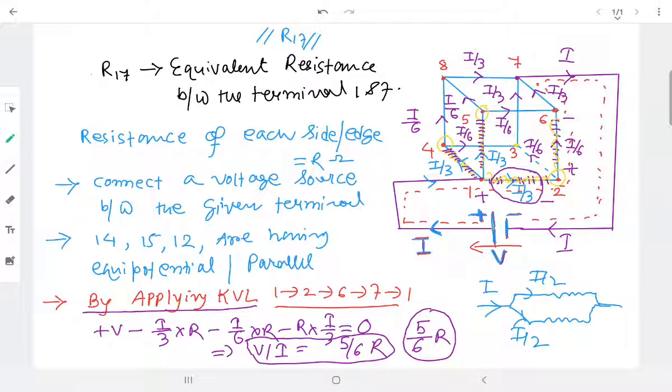We will see in our next video what is the equivalent resistance between R12. From this diagram they can ask you different questions. One we have already done, which is R17. They also can ask you what is the equivalent resistance between R12, meaning between corner points 1 and 2, and what is the equivalent resistance between 1 and 6, that means R12 and R16 they can ask you.